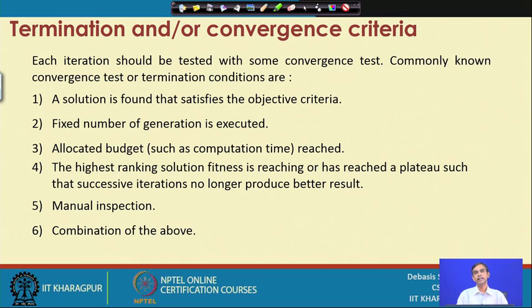Another criteria is a combination of any one, any two, or any combinations out of the 5 criteria that we have discussed. This is obviously at the cost of time, because we have to check a lot of things after every iteration, whether these criteria are satisfied or not. So, this is basically the rule of thumb as far as the convergence criteria is concerned, and usually we follow this kind of method.